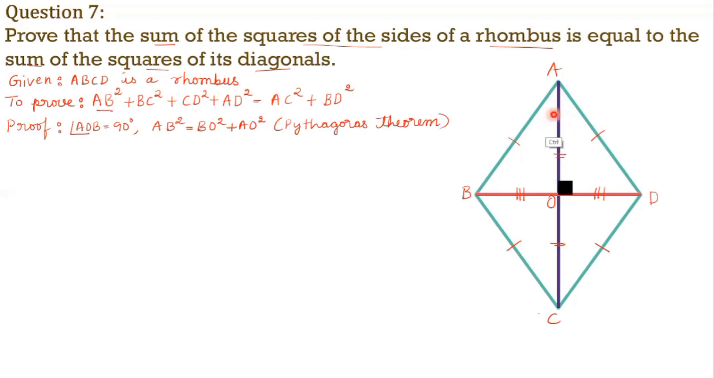Similarly, in triangle AOD, angle O is 90 degree. So AD square is equal to AO square plus OD square. Angle AOD is equal to 90 degree. Therefore, we can write AD square is equal to AO square plus OD square according to Pythagoras theorem.